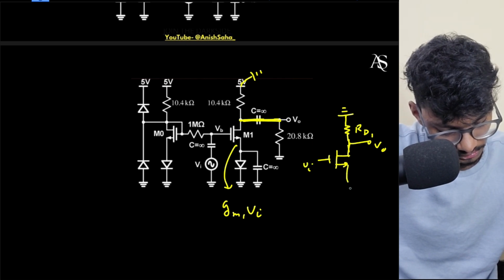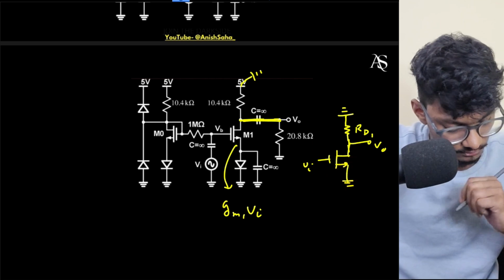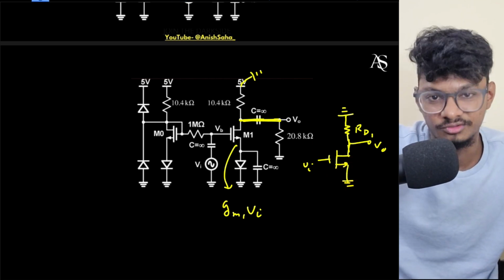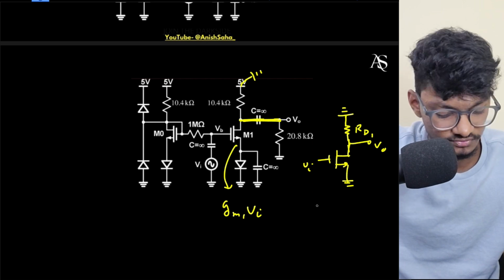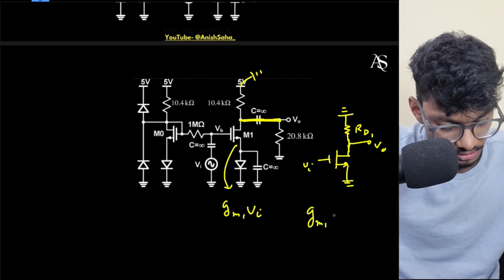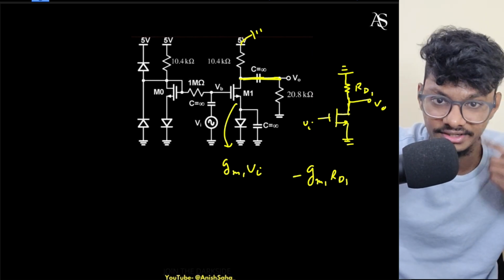This is Vi here. This is simply grounded with the help of a capacitor. Basically, this is a simple common source transistor, right? Common source MOSFET. So the gain will be simply gm1 into RD1. So what is my RD1? This is the gain. Obviously, don't forget the negative sign.